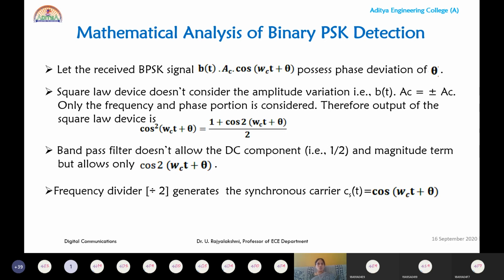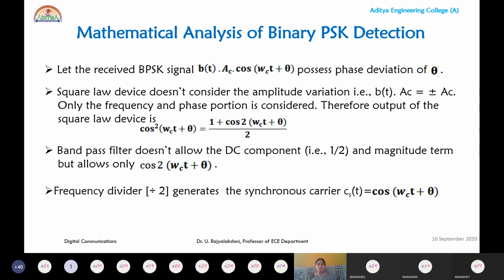Okay, so you may get a doubt. Why square the angular part and why divide it? Can't you directly consider it as cos(ωct + θ)? Actually, our researchers observed that by making use of a square law device, band pass filter and frequency divider, you can stabilize the carrier. That's why these three sections are used in the BPSK detection technique. These three sections are used for generation of a stabilized coherent carrier, or stabilized synchronous carrier.